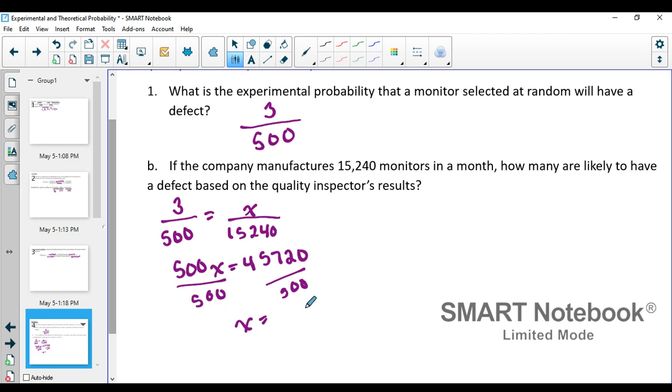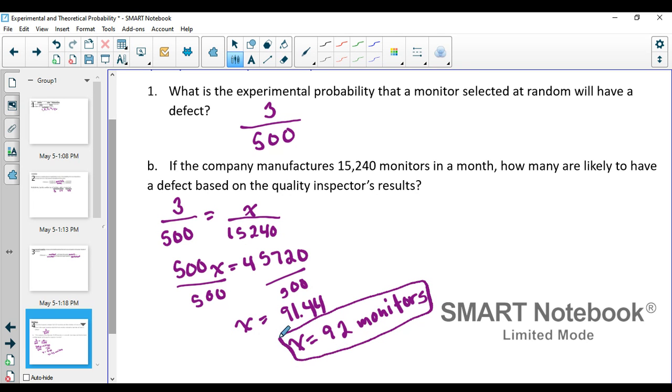And you get 91.44, but that 0.44 has to be included. So we get 91.44, which rounds up to 92 monitors. And in this situation, yes, you have to round up because you have to include this 0.44 of a computer. So round it up. 92 monitors are going to have a defect.